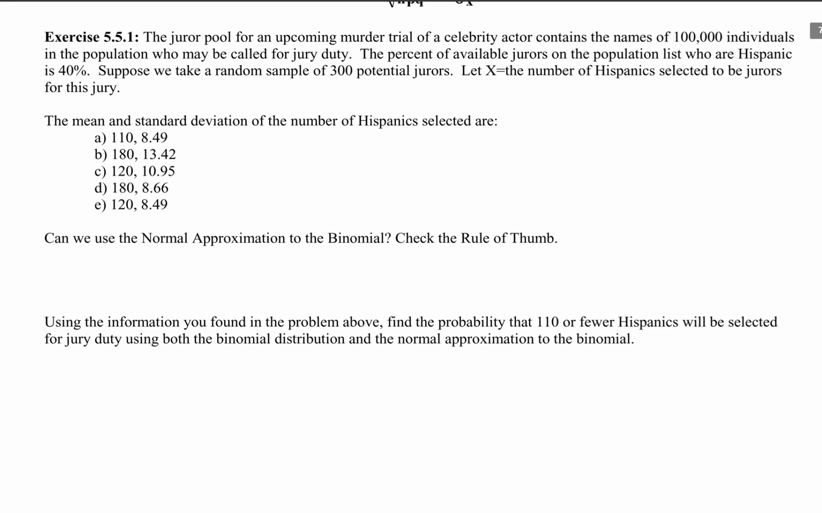Whenever we're dealing with these binomial problems, we're always going to have our n, our number of trials. In this case, we sampled 300. And we're going to have our p, our probability of success, the two pieces we need for a binomial. In this case, our p is 40%. And x is equal to the number of Hispanics selected to be jurors. So this is exactly what we mean when we talk about a binomial. We're counting up the number of people who are Hispanic from the 300. We could say x follows a binomial with our n and our p.